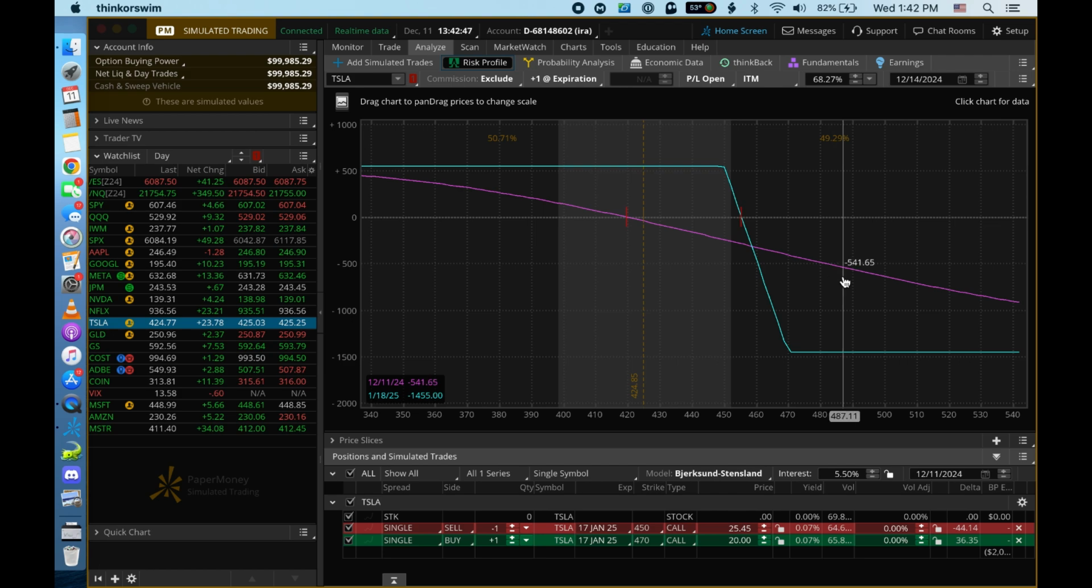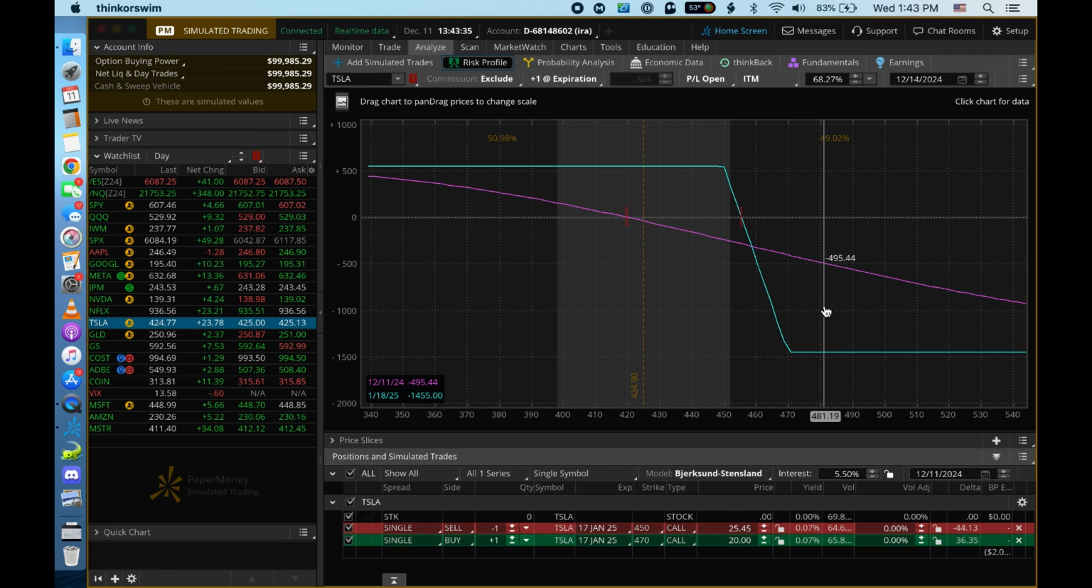So our new maximum potential loss is $1,455. How we get this number is we take the width of the spread, which is $20, we multiply it by 100 shares, and we get a maximum potential cost of $2,000. But remember, we are receiving a credit of $545. So 2000 minus the 545, and we get a total loss of $1,455.